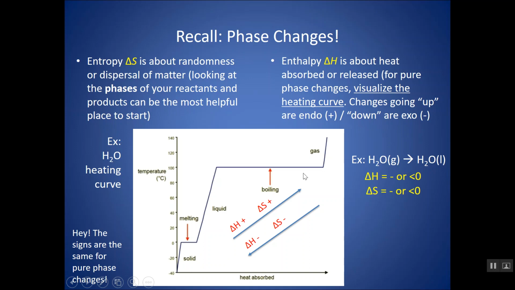I'm going down the graph, so delta H would be negative. And if I see something like sublimation, solid to gas, going up the graph, so delta H would be positive, and solid to gas would also have entropy increasing. So anytime you're talking about phase changes and you need to figure out the delta H, I always like to come to the heating curve, draw a little heating curve.